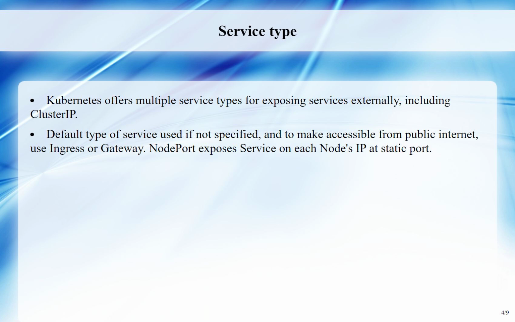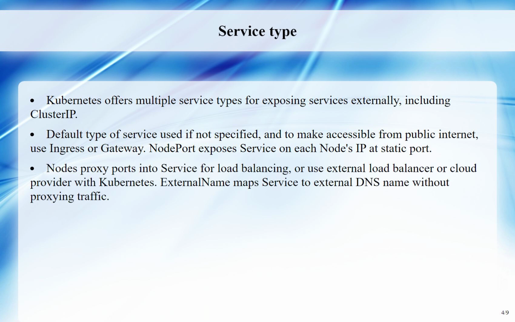Node port exposes the service on each node's IP at a static port. Each node proxies that port into the service, allowing you to set up your own load balancing solution or expose individual nodes' IP addresses. Load balancer exposes the service externally using an external load balancer. Kubernetes does not provide a load balancing component, so you must either provide one or integrate your cluster with a cloud provider. External name maps the service to an external DNS name without proxying any traffic.